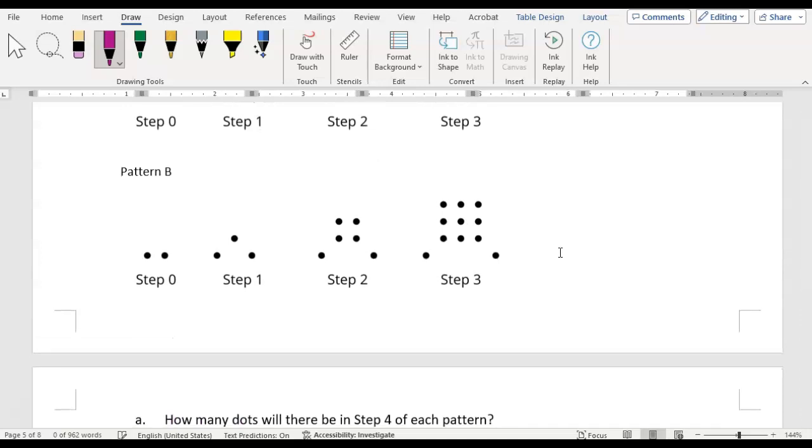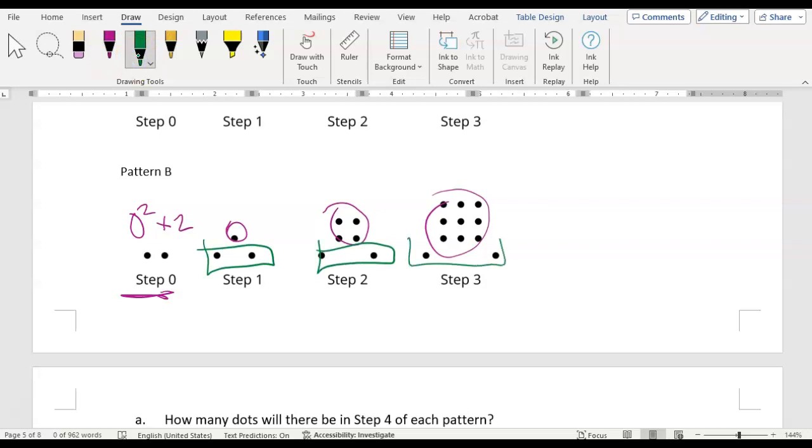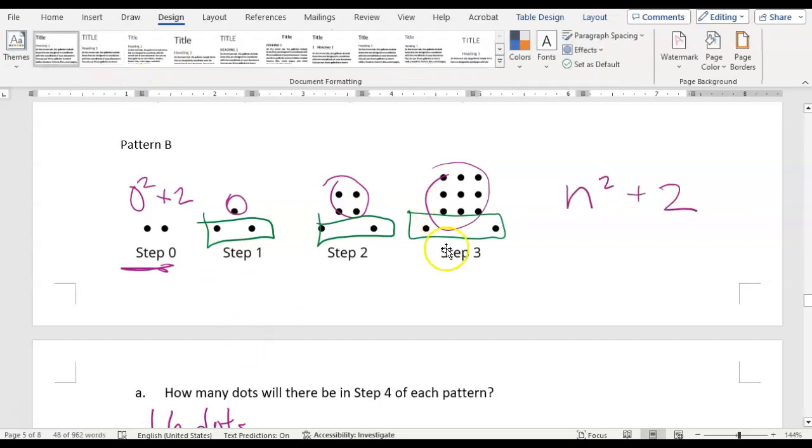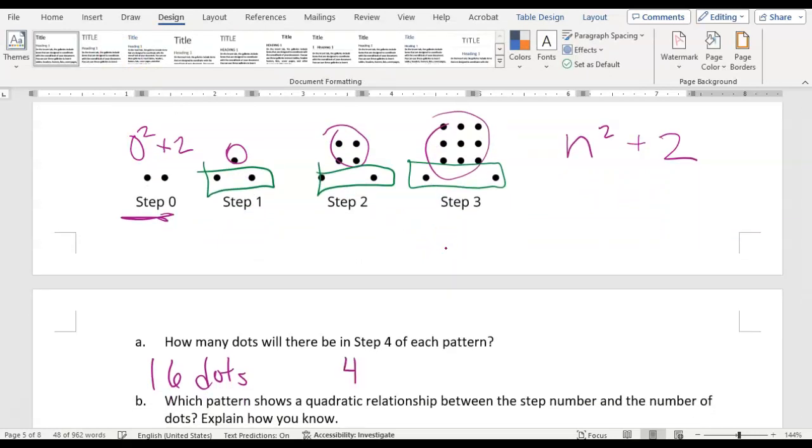Our second pattern, though, we have a square happening, and then we are adding, it looks like, 2 dots. Now, for this first one, for step 0, we don't have anything. We're squaring 0, right? 0 squared plus 2. And then we are adding the 2 dots to the bottom of each step. So for step 4 then, let's write an equation for this. This would be n squared plus 2. And so then we would, in step 4, have 4 squared plus 2, which is 18.